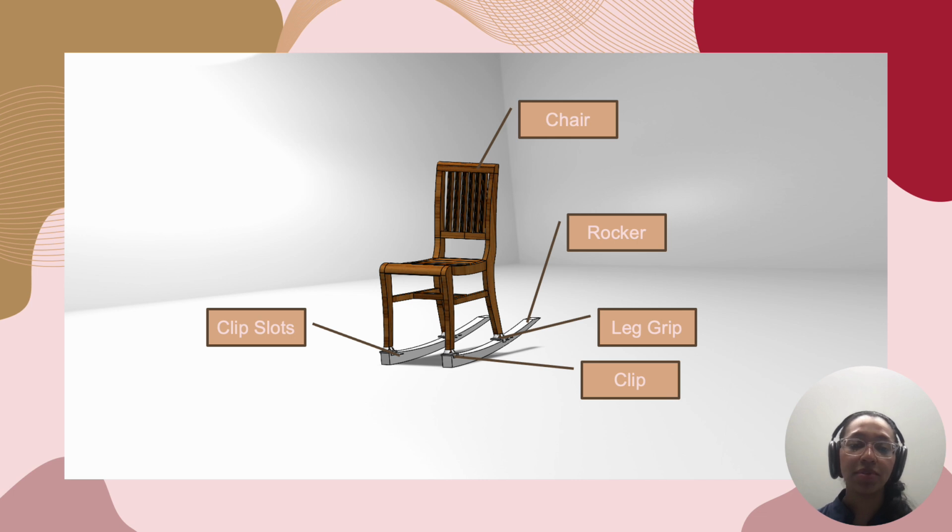rocker through the different clip slots that are added to be able to account for those various different sizes of chairs. And the leg grip itself is sort of a little bit more of a malleable piece into which different size chairs can fit. Larger chairs sort of expand that grip and are able to fit within that.